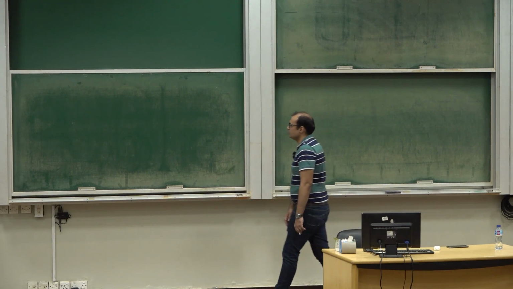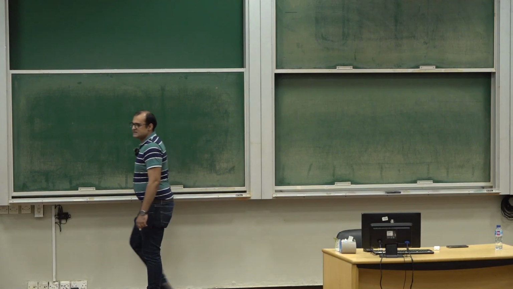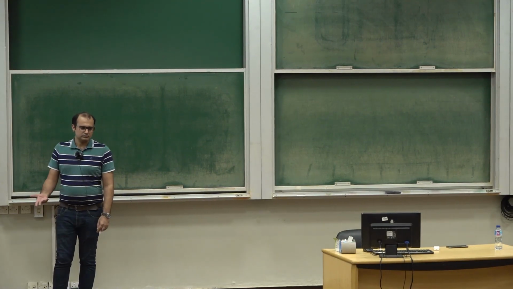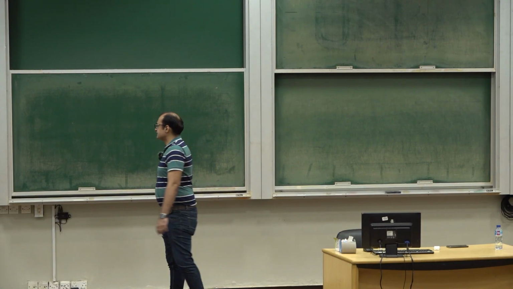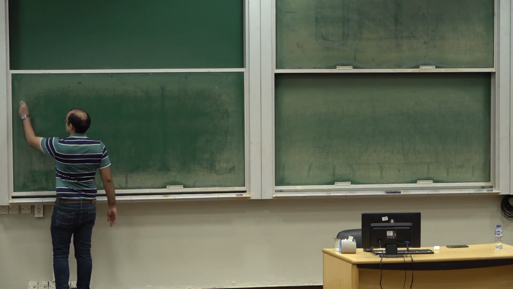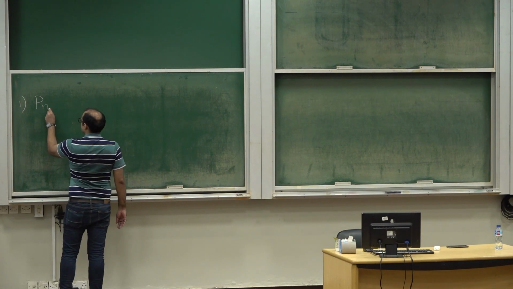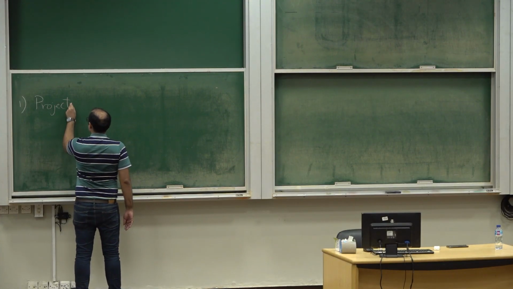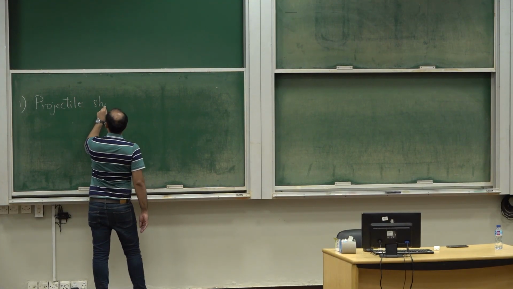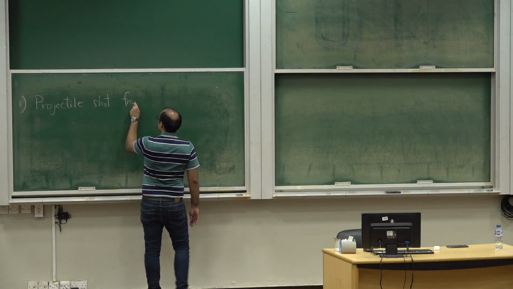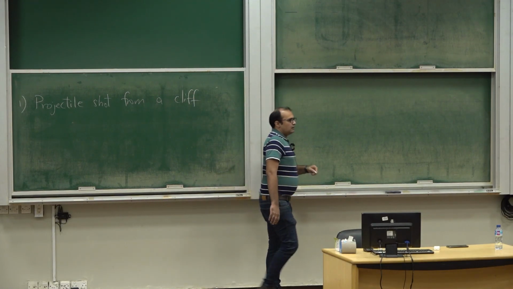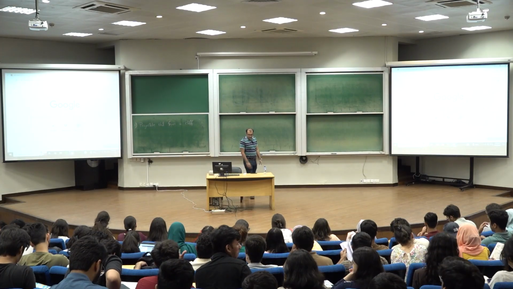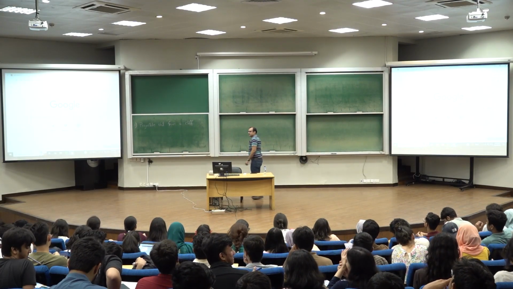Today I would like to continue the theme, and essentially I would like to discuss 3 problems related to projectile motion. Number 1, a projectile shot from a cliff, that you are standing on the edge of a cliff and you throw something, hopefully not yourself.